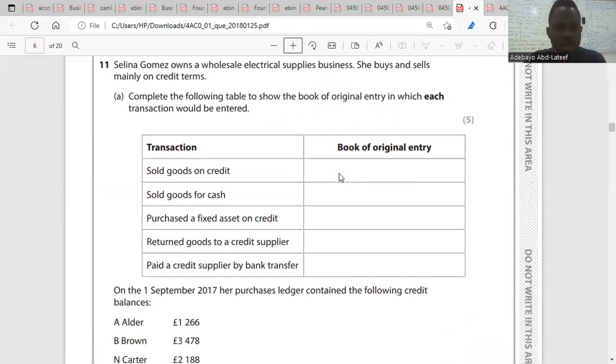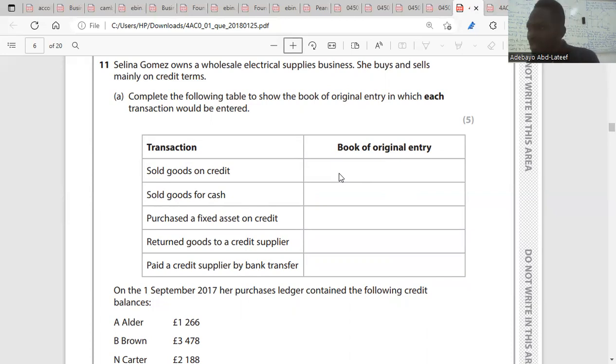It said, Selena Gomez owns a wholesale electrical supplies business and sells mainly on credit terms. She sells on credit. So it said, complete the following table to show the book of original entry in which each transaction will be entered. So for each transaction that was done, how will Selena record it in her accounts? So we start. Sold goods on credit.